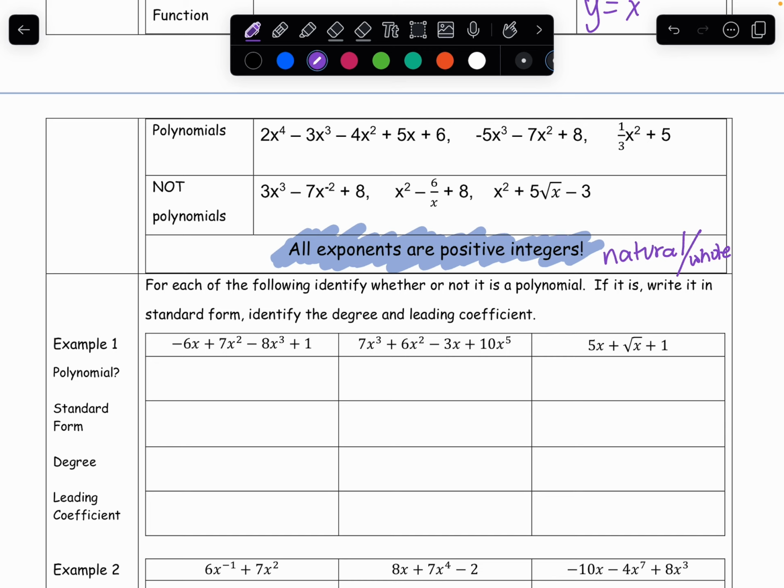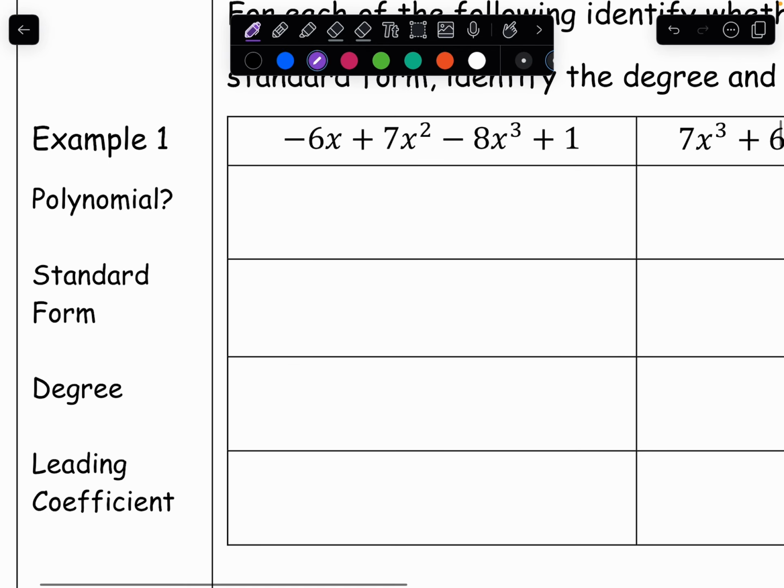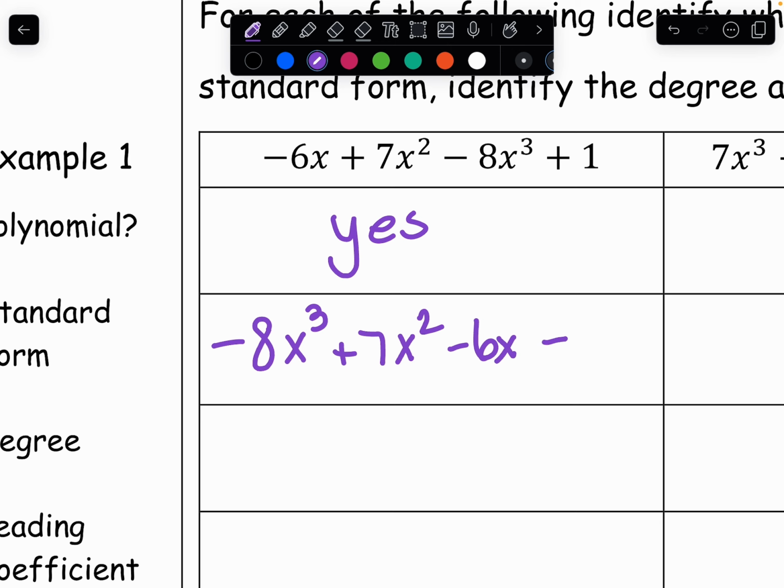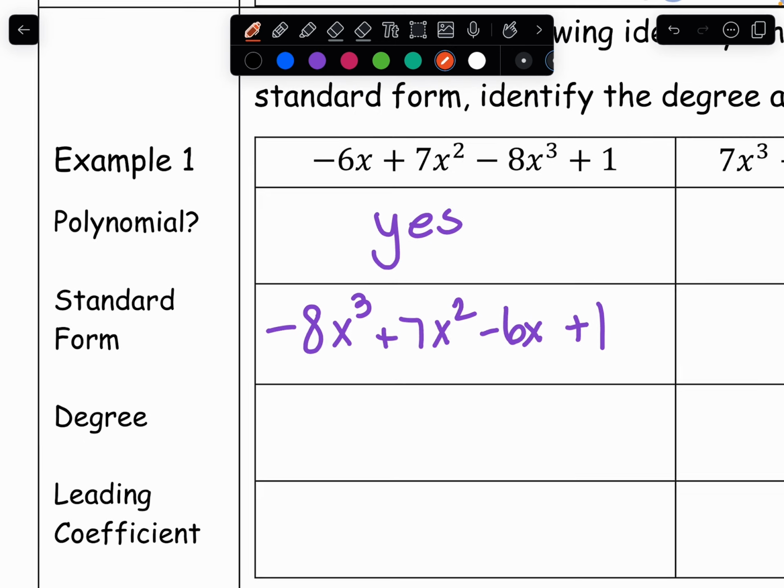Okay, so what we're going to do below is identify whether it is or is not a polynomial, and then if it is, write it in standard form, and identify the degree and leading coefficient. So this is a polynomial because all of our exponents are positive. When we rewrite it in standard form, it would be negative 8x cubed plus 7x squared minus 6x plus 1. Now that it's in standard form, we can see that our degree is 3 and our leading coefficient is negative 8. So that's how we're getting those pieces.